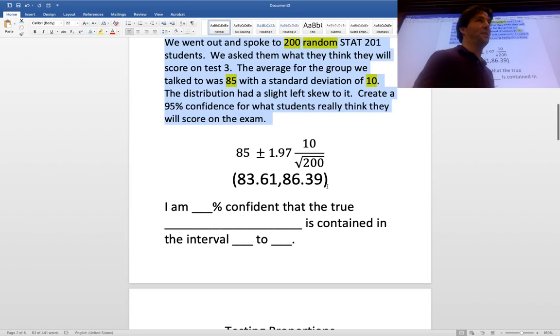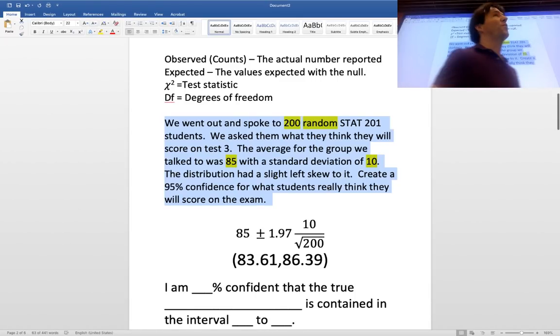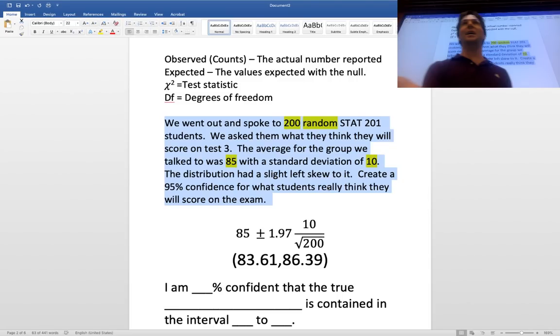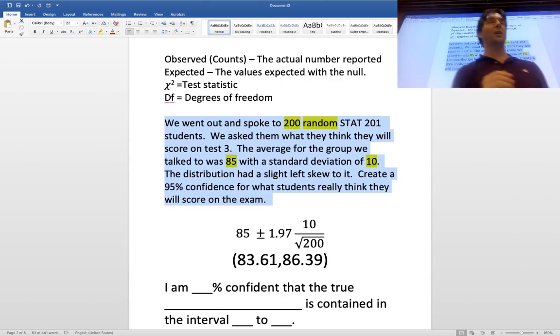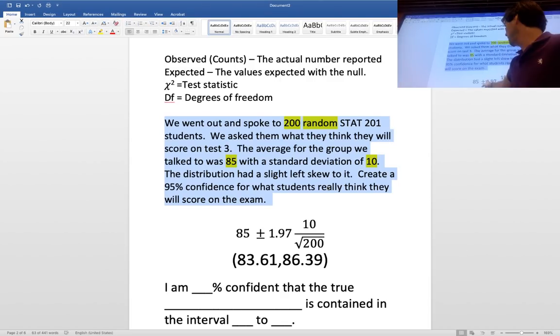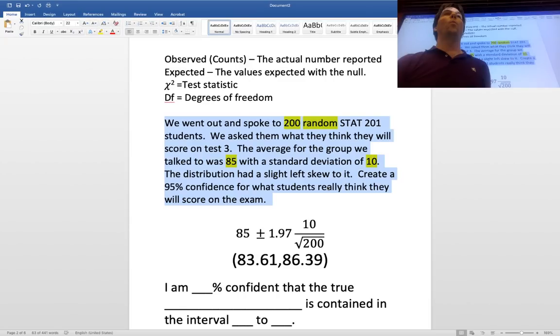For those who have already watched up to this in the video or who were here last time in class, look at the results we have, where we made a one sample mean confidence interval and said I am 95% confident the true mean score students think they will get on the test is contained in the interval 83.61 to 86.39. What I'm going to do now is a statistical test, and I'm going to test the value of 87. You should kind of know where this is going to go, and I'll let you follow along.